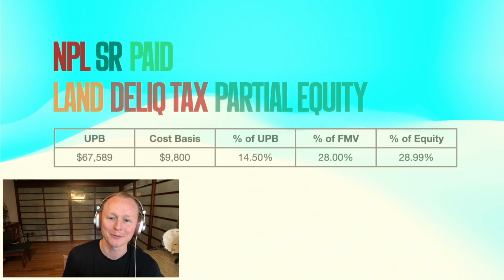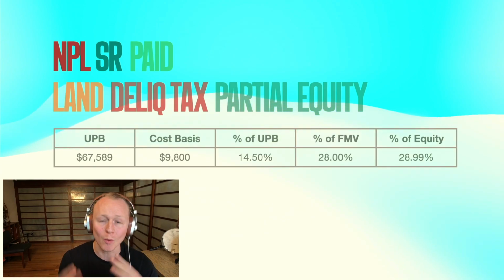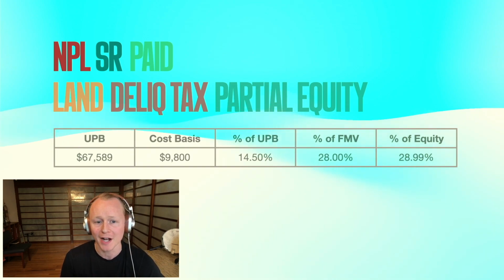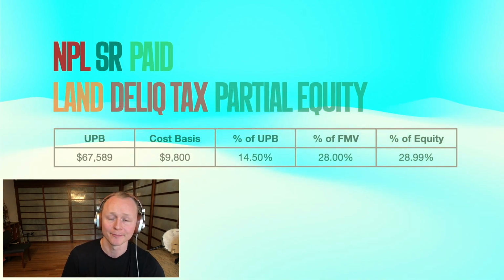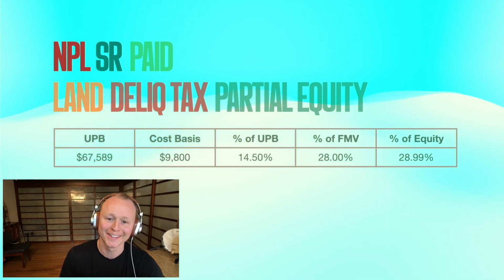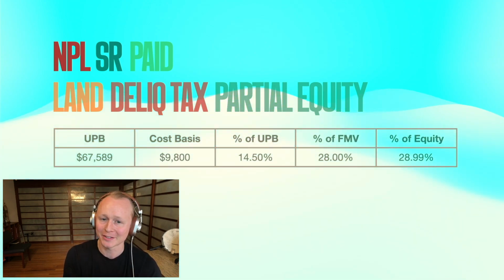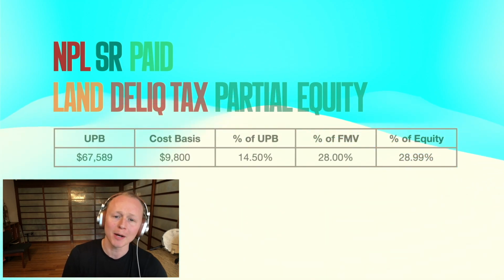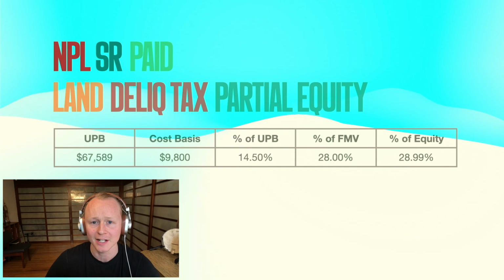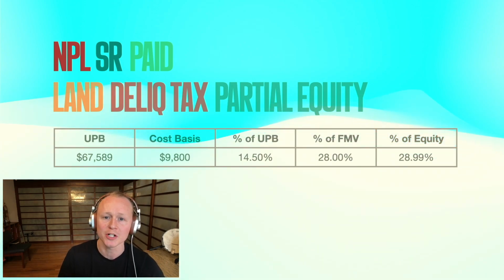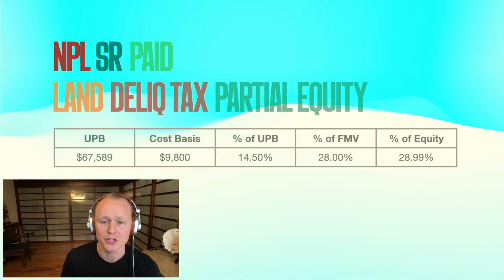So let's look a little bit more at the information here. The cost basis, what we paid for the deal, $9,800, which represented 14.5% of the principal balance. Not that bad. That's a pretty great price when you think about it. However, with second liens, when we talk about UPB, it has much more weight than in first liens. When we talk about percentage of UPB on the senior lien side, it's kind of disregarding the equity and the fair market value, which is so much more important when buying senior position loans.